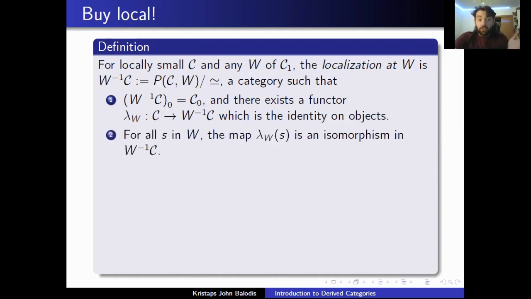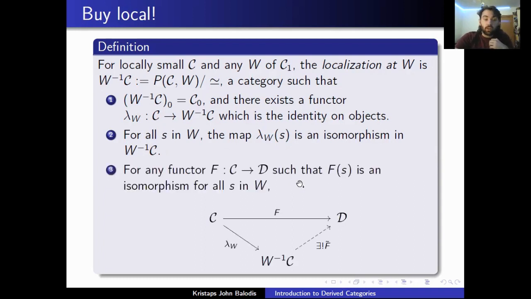And it does this in such a way that for all S in W, the image of S under this functor is an isomorphism in the localization. And sure enough, it satisfies this universal property that we discussed earlier.